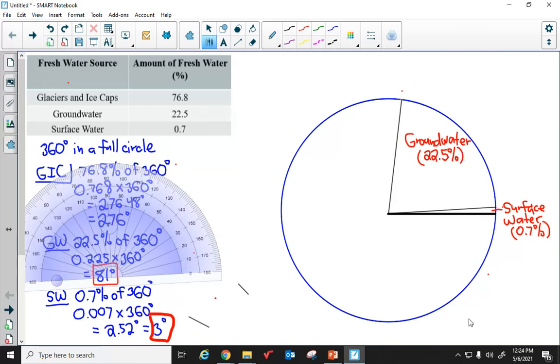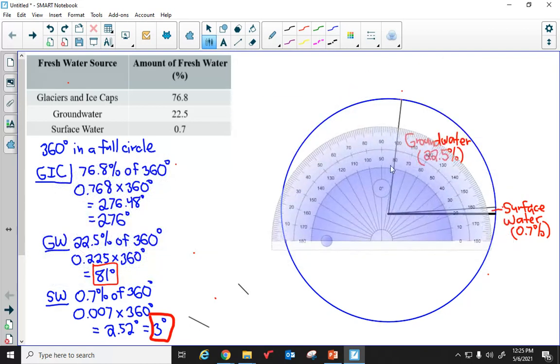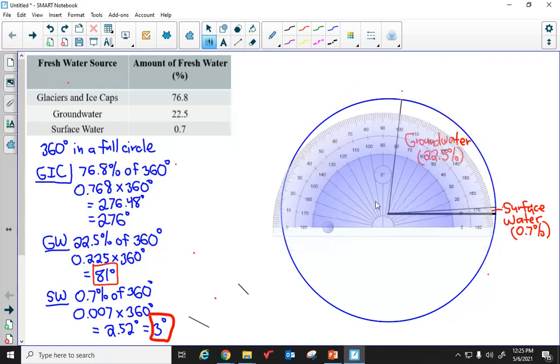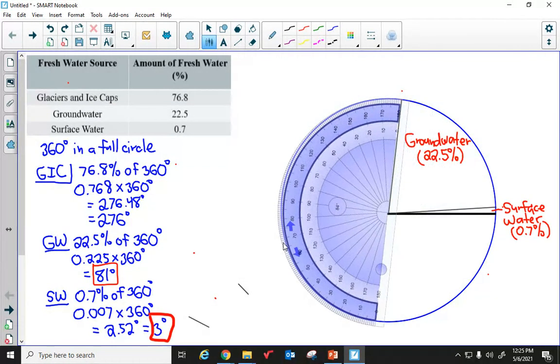Now, to get the final sector, you actually don't have to do anything, because if you have 3 sectors total and one sector is surface water and one sector is groundwater, then the remaining sector here would just be the glaciers and the ice caps. So, if you want to, you can use the protractor to try to measure it out, although it's a bit tough because you have an angle greater than 180. So if you want to measure 276 degrees, I'll just show this quickly. Go to the center of the circle, rotate this. So you have to start here.